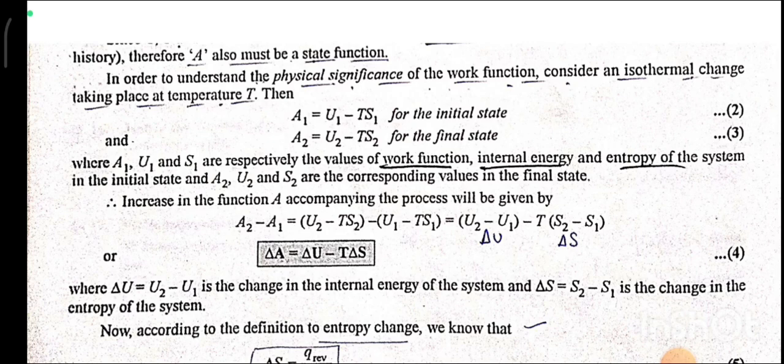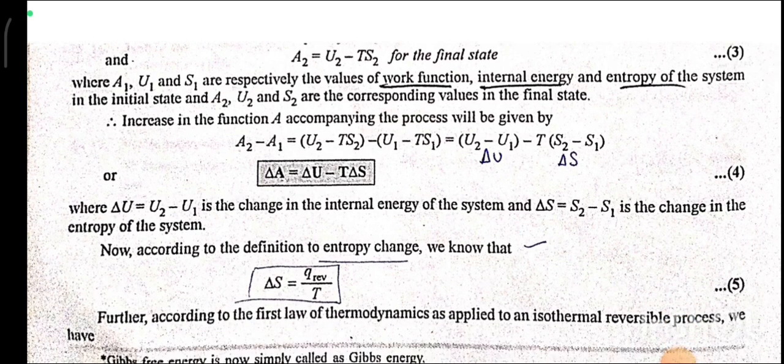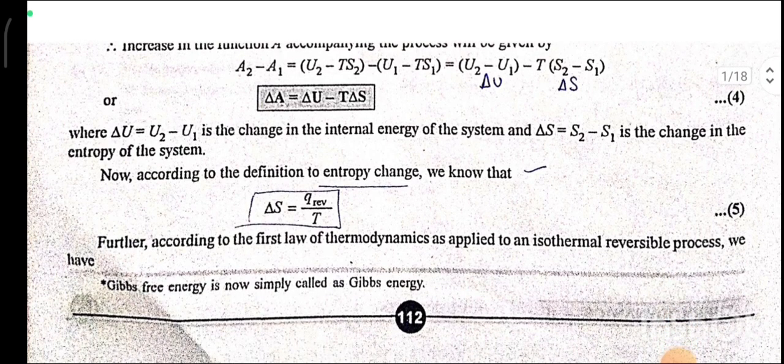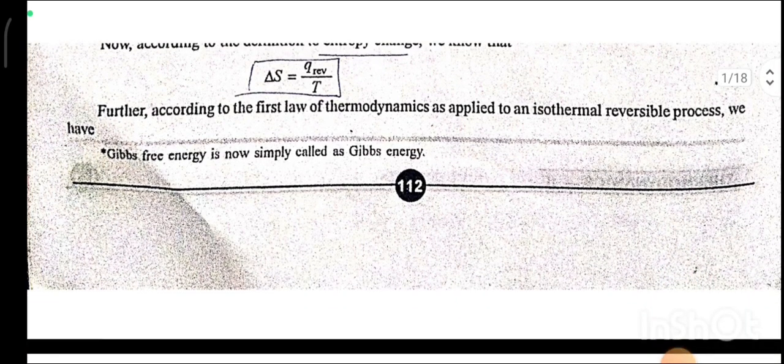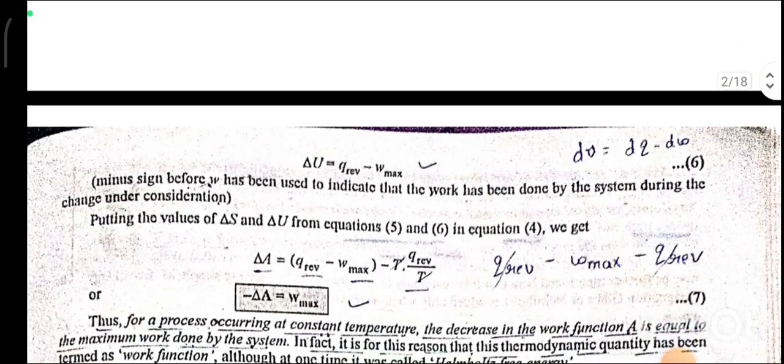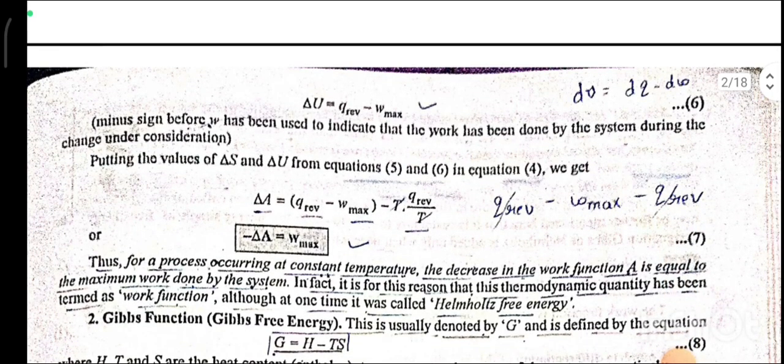So here we go. The final result comes out to be ΔA = ΔU - TΔS, where ΔU = U2 - U1 is the change in the internal energy of the system, and ΔS = S2 - S1 is the change in the entropy of the system. Now, according to the definition of entropy change, we know that ΔS = Q_rev/T. Further, according to the first law of thermodynamics as applied to an isothermal reversible process, we have ΔU = Q_rev - W_max.